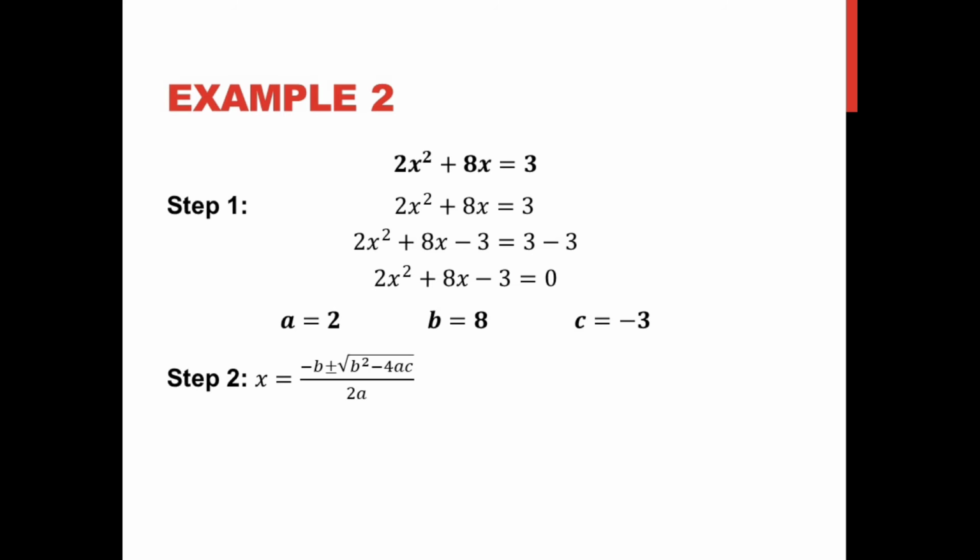Next, for step 2, we need to write the quadratic formula and substitute the values. So we have negative b, which is negative 8, plus minus the square root of b squared, so we have 8 squared, minus 4 times the value of a, which is 2, times the value of c, which is negative 3, all over 2 times the value of a, which is positive 2.